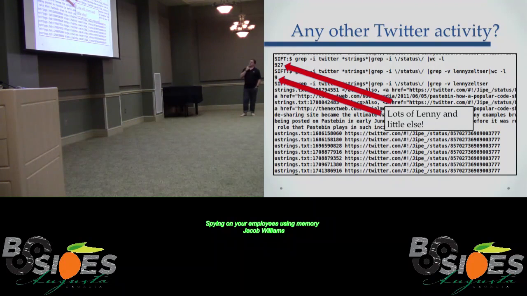And so, not a lot, right? There's a lot of Lenny and not a lot else. So 927 entries total and 9 without Lenny's name in them. I'm thinking he and Lenny are like this, right? These guys are now collaborators, right? And this is not looking good, right? I don't want to get sued by Lenny, by the way, so this is just a fabrication.